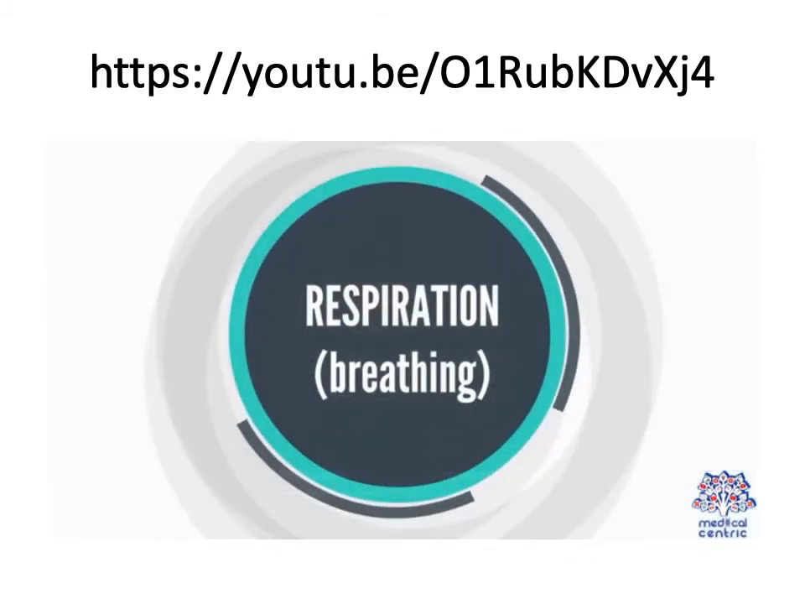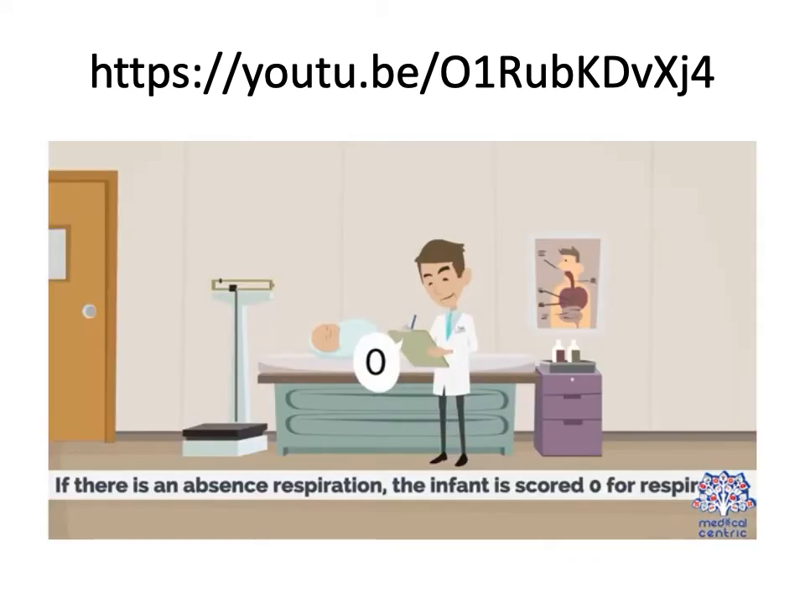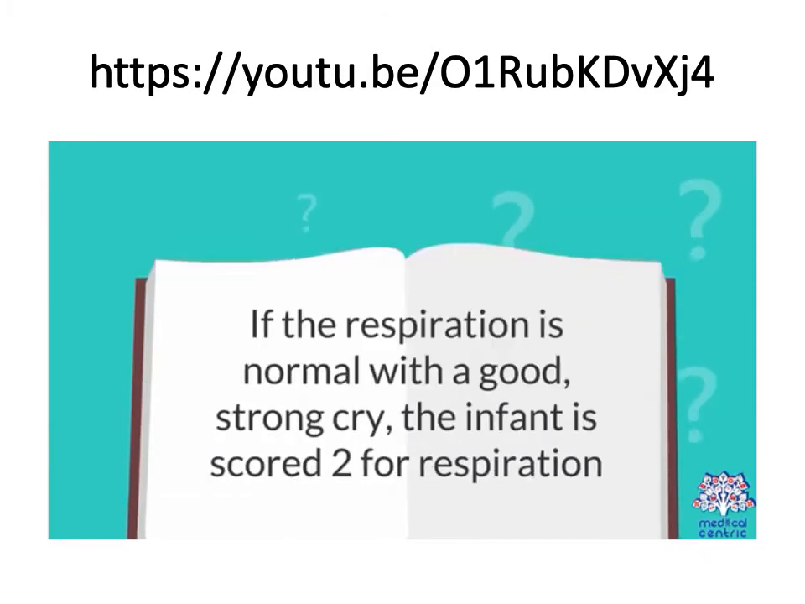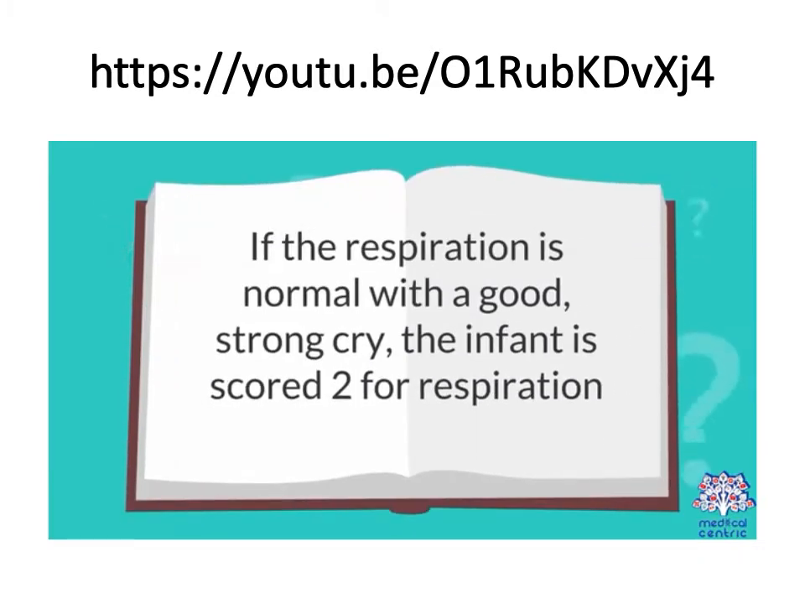Respiration, or breathing. If there is an absence of respiration, the infant is scored 0 for respiration. If the respirations are slow and irregular, with a weak cry, the infant is scored 1 for respiration. If the respiration is normal with a good, strong cry, the infant is scored 2 for respiration.